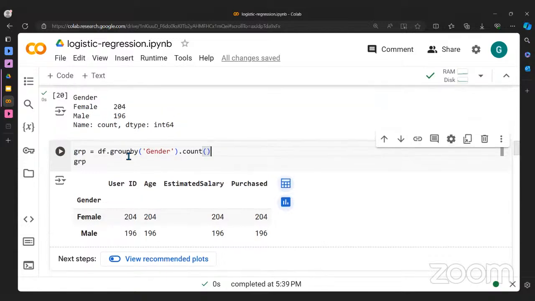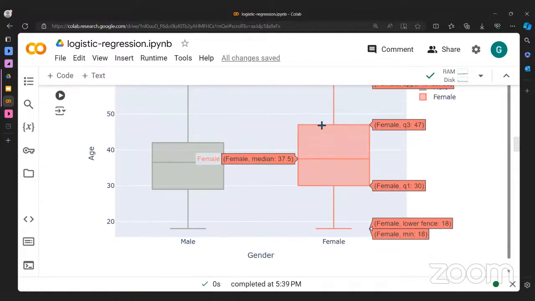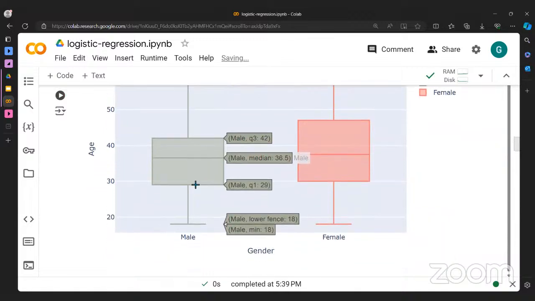All right, so we have more female than the male category. That's why this distribution is actually longer than this one.